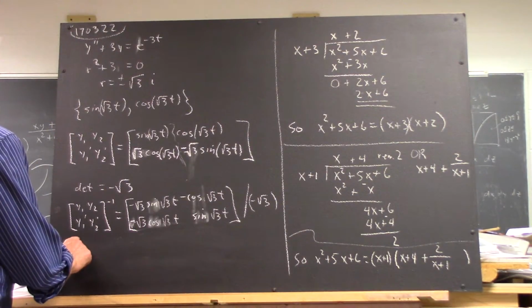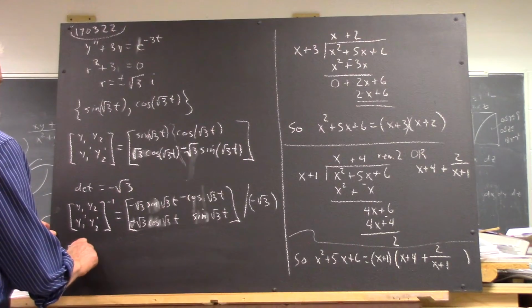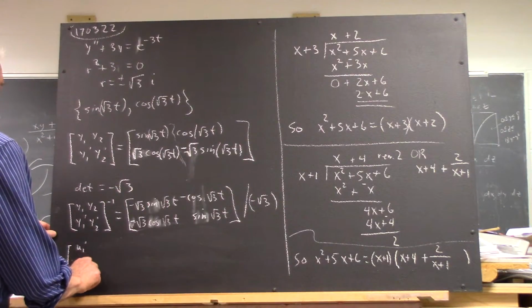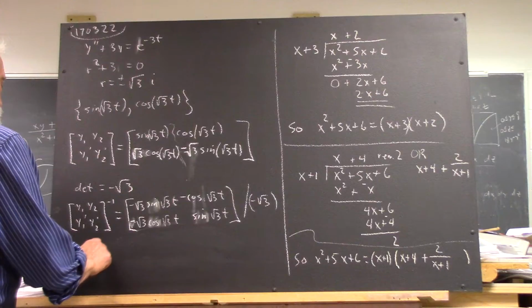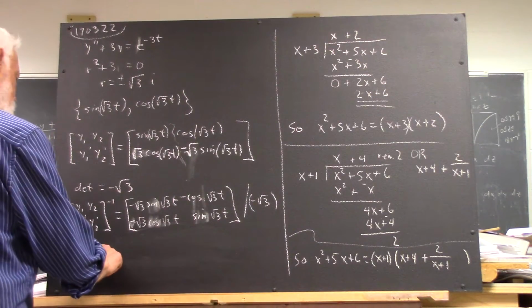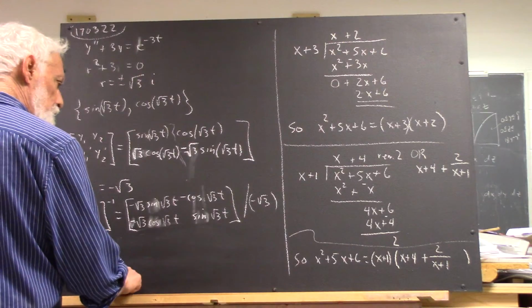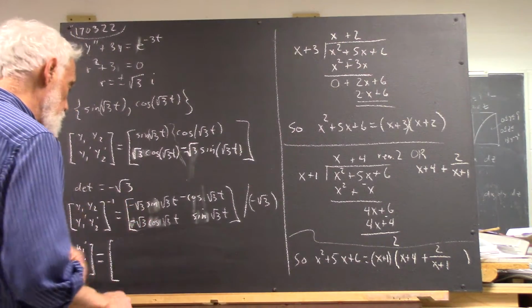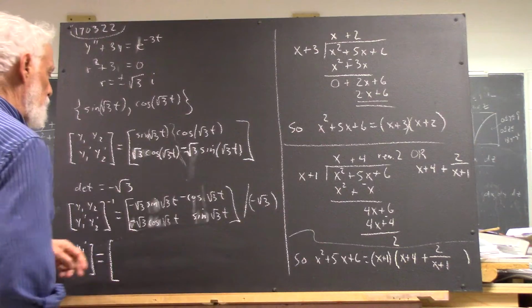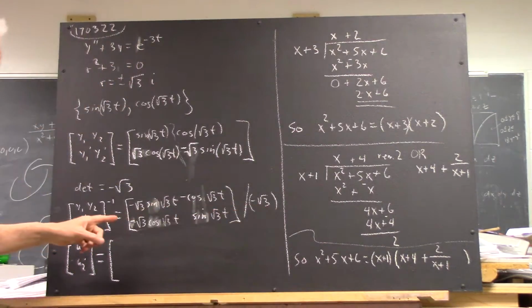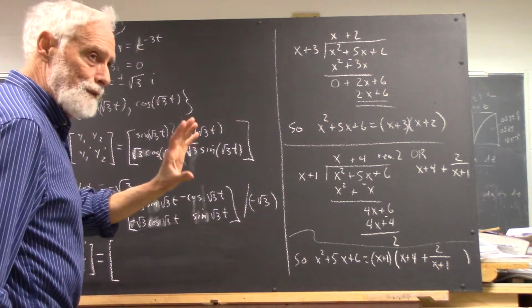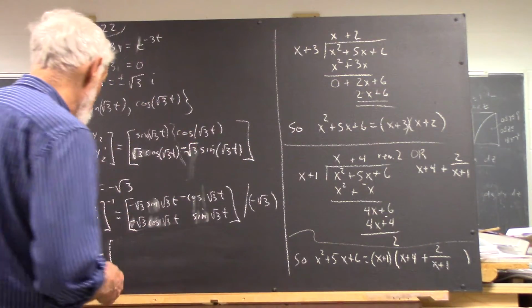So I haven't written down the form of this thing, but it's u1 prime, u2 prime, equals, yeah. Wait, I'm supposed to write something else down. But it's this matrix, the inverse. And I'm going to go ahead and divide by negative square root of 3. You'll let me do that. No, let me do that and hold your breath to see if I do it right.